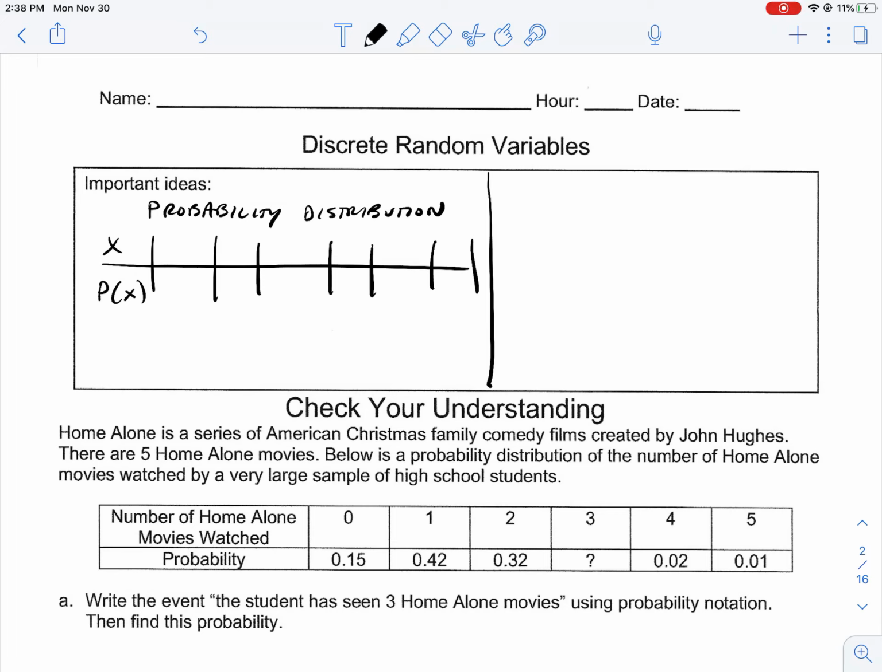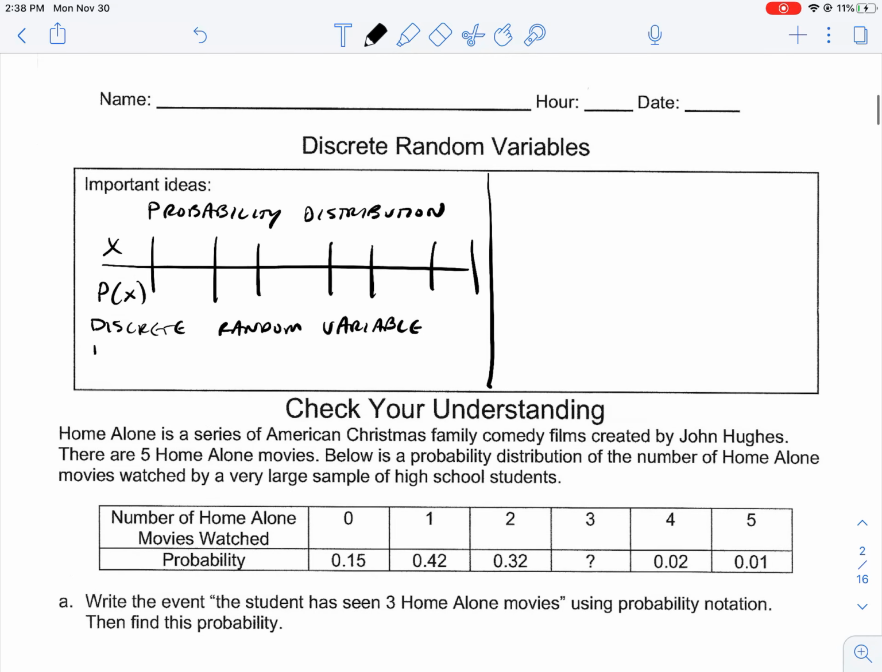Well, when we do a probability distribution, what we're looking at is a discrete random variable. And it takes a fixed number of values with gaps between values.